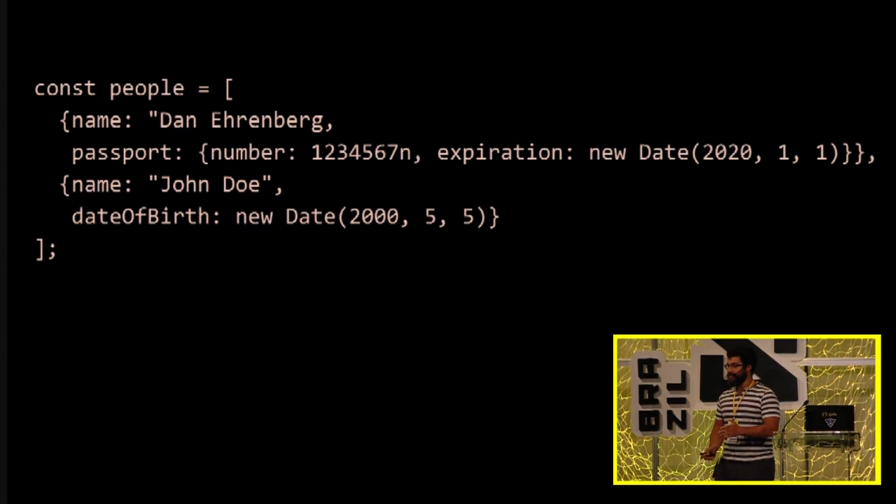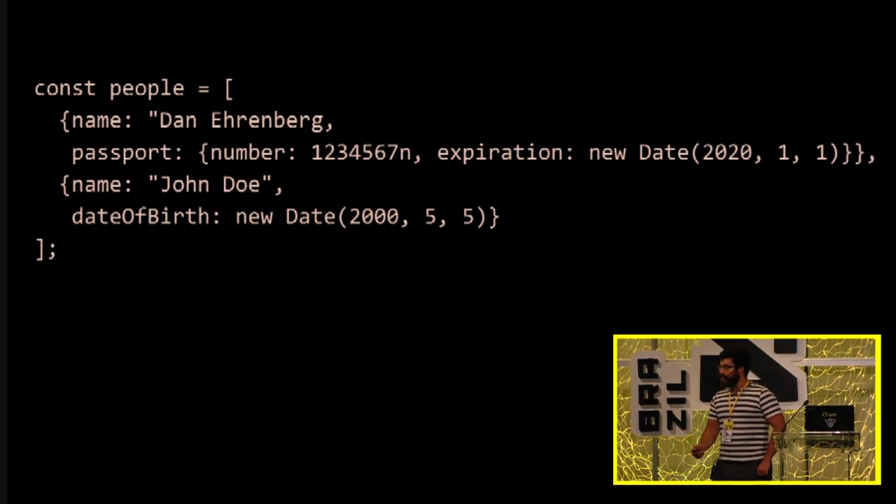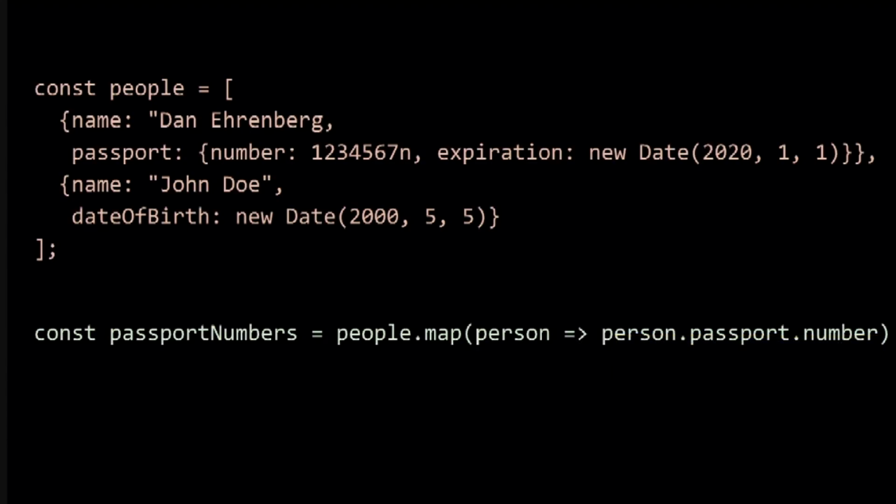So, for example, let's say we have an array of objects representing people. These objects are alike in some ways and not alike in other ways. They each have a name, for example, Dan Ehrenberg or John Doe, but then some have a passport or some have a date of birth. So here we want to get out all the passport numbers. And maybe we could do that with this function map. The method map on array.prototype takes a function as an argument and applies that function to each element of the array and returns a new array with that as the result.